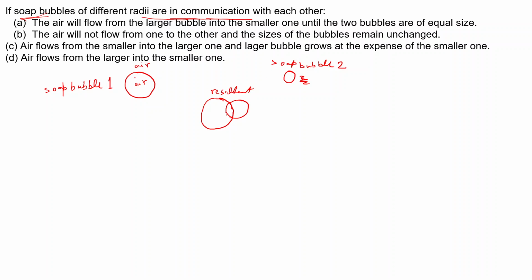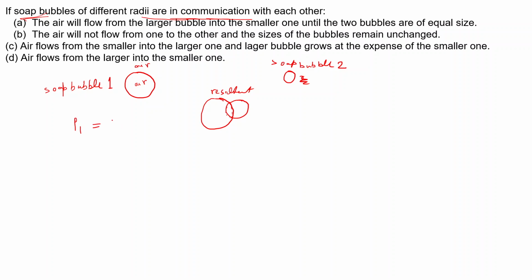We were discussing this soap bubble 1, soap bubble 2, this is the resultant, and in which direction the air will flow. So we know that at the contact region, they are communicating with each other. Let's calculate the excess pressure. The excess pressure inside soap bubble 1, let's call it P1.